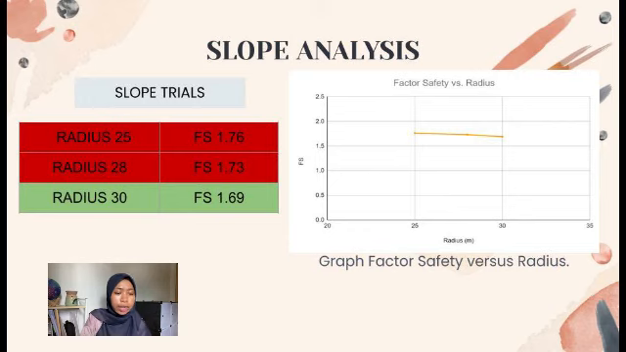The minimum safety factor is 1.7, which is already more than 1.5, and the selection made was the third trial as it exceeds the preliminary assumption of the factor of safety. Therefore, the factor of safety for the slope is 1.7 with a radius of 30 degree.